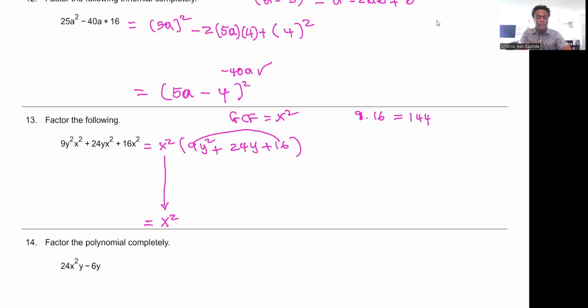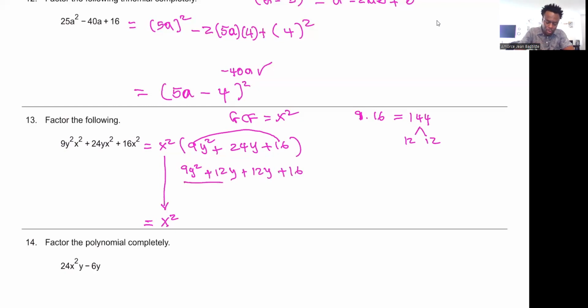And then we need two numbers that multiply to 144 and add to 24. So easy, 12 and 12. And then we come here, we write the expression as 9y squared, the first term, plus 12y, plus another 12y, which would complete the 24y because I need 4 terms, and then plus 16.